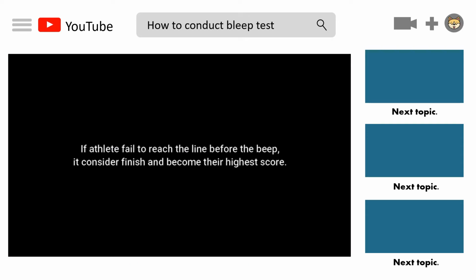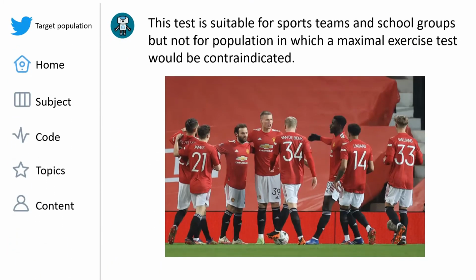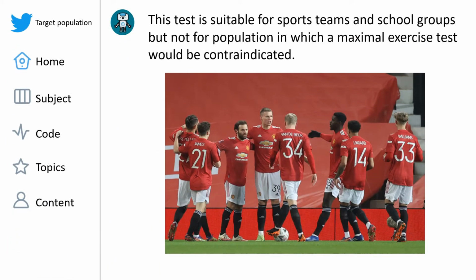If an athlete fails to reach the line before the beep, it is considered finished and becomes their highest score. Level 7, 3. The target population for this test is suitable for sports teams and school groups, but not for populations in which a maximum exercise test would be contraindicated.